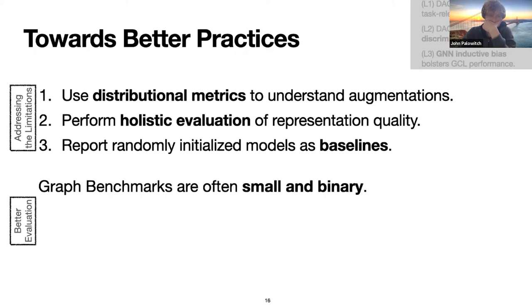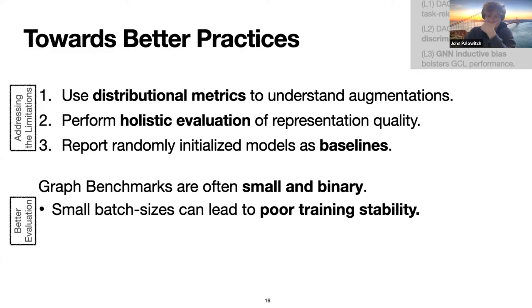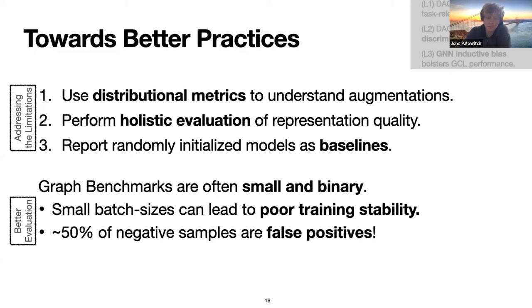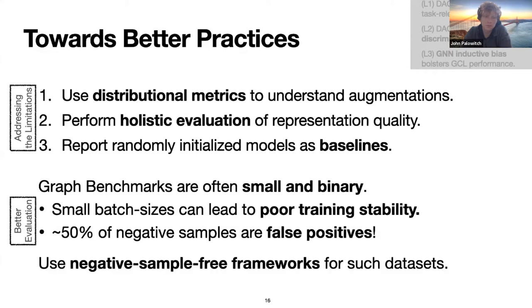Furthermore, we note some problems with evaluation as well. So while graph benchmarks are known to be problematic due to their small size, we note that this is particularly problematic in the context of graph contrastive learning. Specifically, small batch sizes can lead to poor training stability, which can harm our ability to learn good representations. Furthermore, in any given batch, 50% of the negative samples are expected to be false positives because this is a binary task. We suggest that in such situations, it's actually better to use negative sample-free frameworks for these datasets, for example, BYOL or SimSiam.